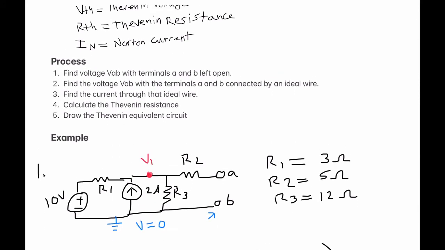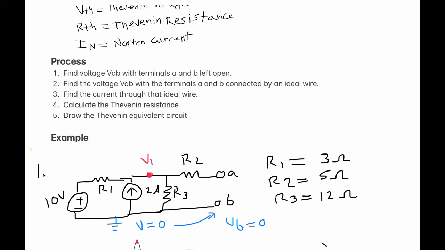So for step 1, we need to find the voltage across AB with the terminals AB left open. So as you can see, there is no wire connecting these two terminals here, completely left open. And we know that we have to define a ground. So we've got our ground shown here in blue, and this is where the voltage is equal to 0. And that means that we know the voltage at terminal B because it's directly connected. So then VB is equal to 0. And then I'm going to define my node, which is V1 in red.